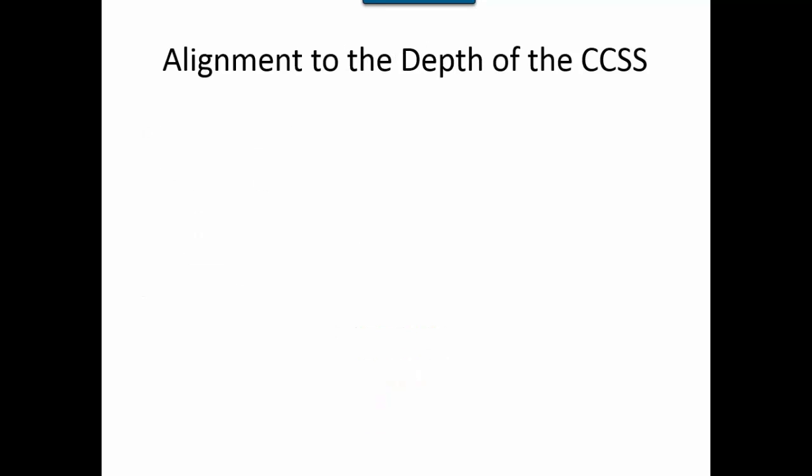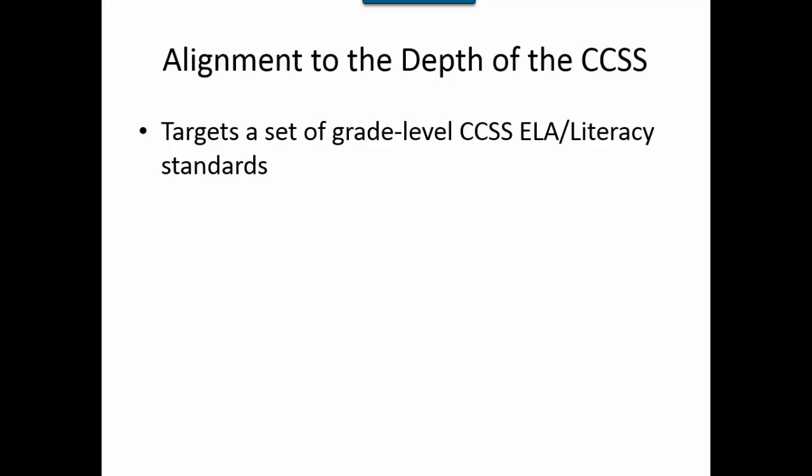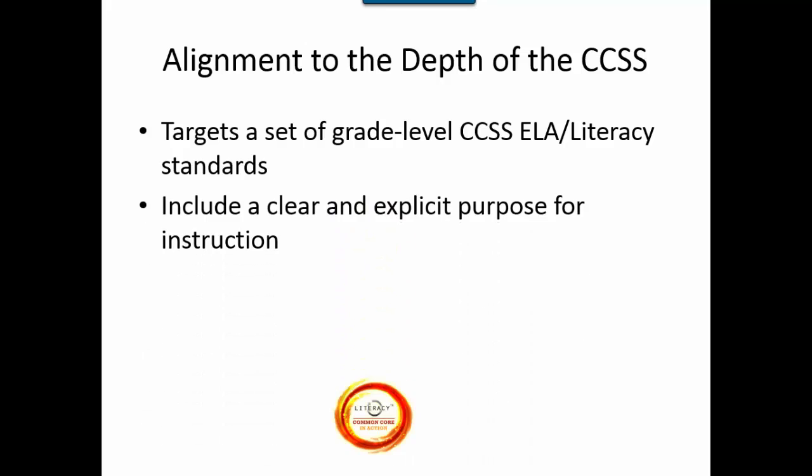The first dimension of the rubric that we're going to talk about is the alignment to the depth of CCSS. There are 4 parts to this dimension. Targeting both your grade level and core standards as well as ELA standards. That's pretty straightforward. Make sure that when you're evaluating the lesson that you read the standard closely and achieve the whole standard to fidelity. Some standards you may only hit a part of it this lesson and a part of it in another lesson, but make sure that you're covering the whole standard to fidelity by the end of the year. Include a clear and explicit purpose for instruction.